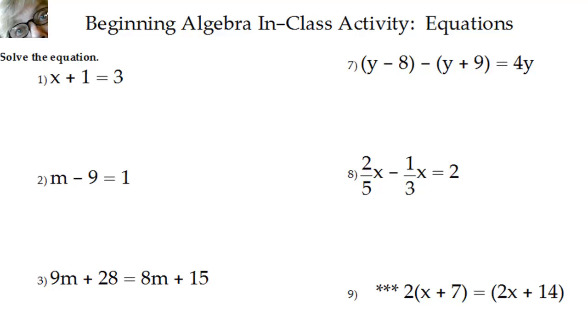So 1 times x is just x. X equals 5 over 2. 5 halves is your answer.